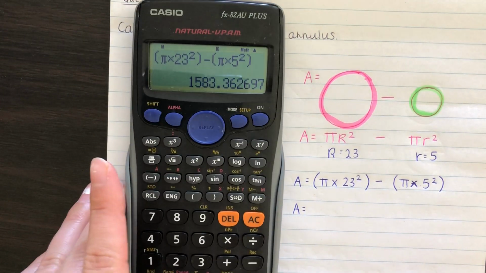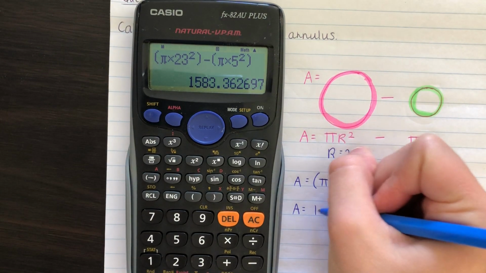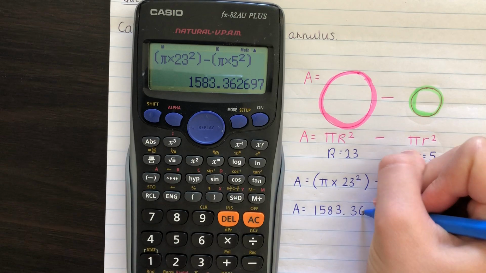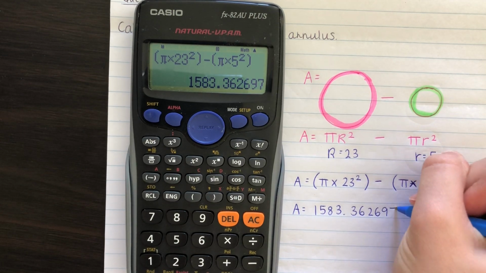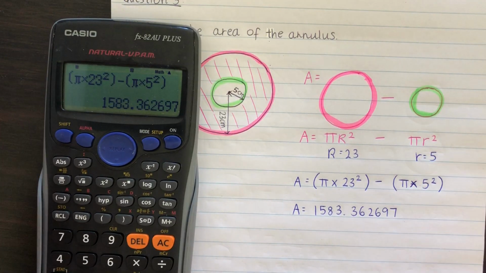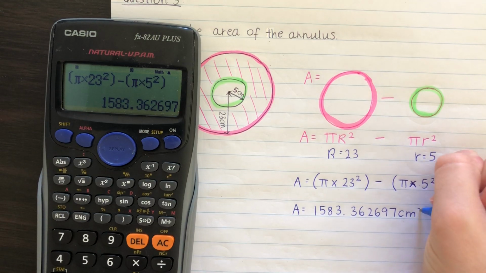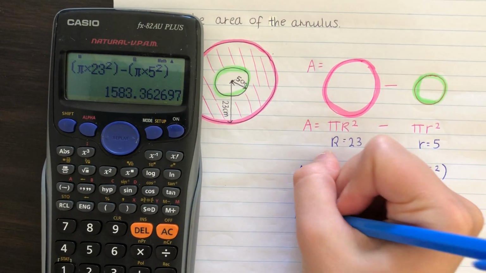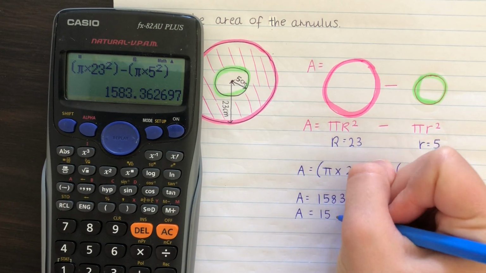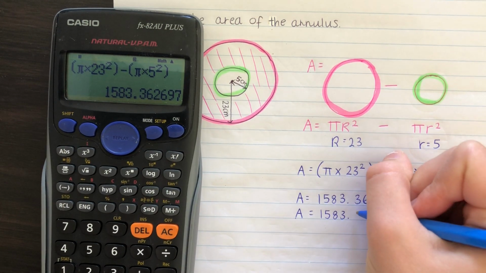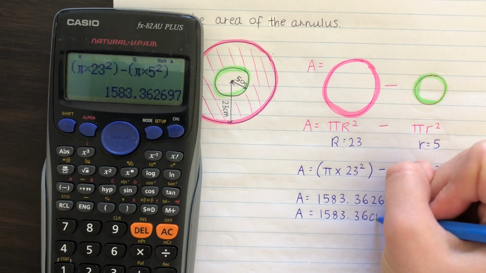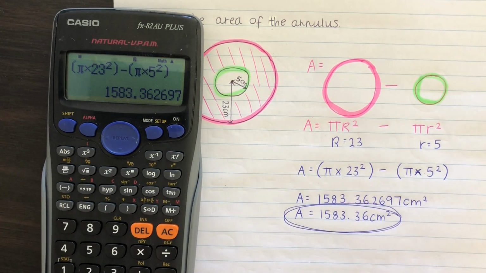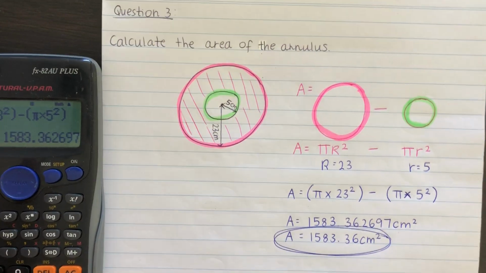Press equals and we get an answer of 1583.362697. We are in centimetres, so centimetres squared, and I want to round this to 2 decimal places. So there's my final answer.